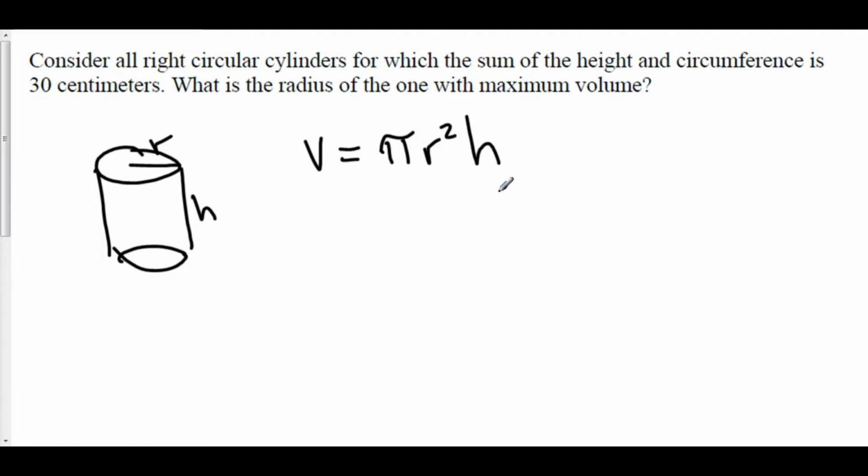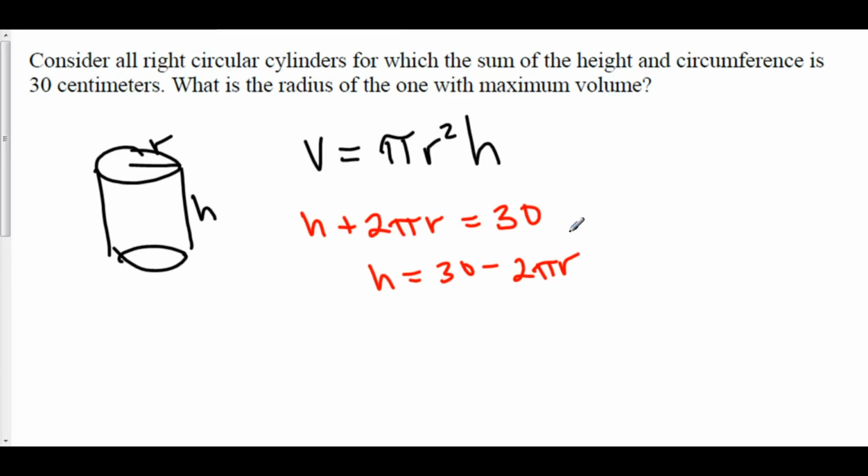Luckily, they've given us some more information, which is that the sum of the height and the circumference is 30. That means that the height plus the circumference, and the circumference of this cylinder is 2 pi r, is equal to 30. Well, which variable would be easier to solve for? Probably h. So h is equal to 30 minus 2 pi r. This means that we can now substitute 30 minus 2 pi r into h. And that will give us volume in terms of only one variable.